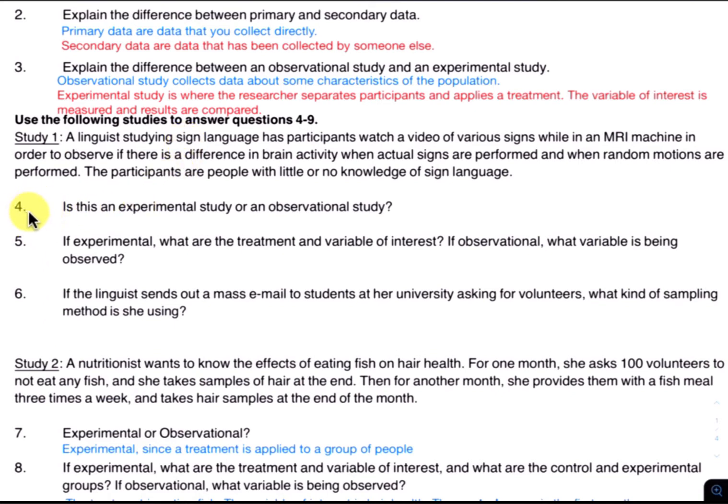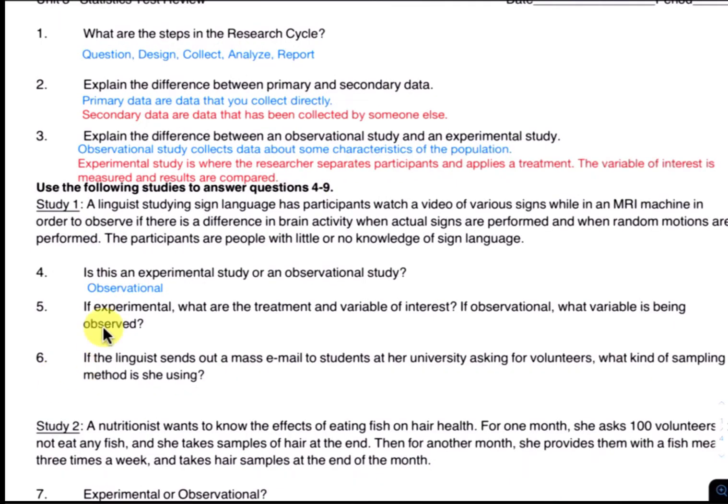So question 4 says, is this an experimental study or an observational study? This is observational. And then question 5, if observational, which it is, what variable is being observed? Well, the variable being observed is brain activity when signs are performed.